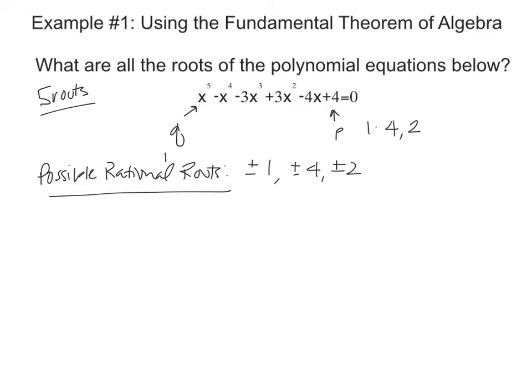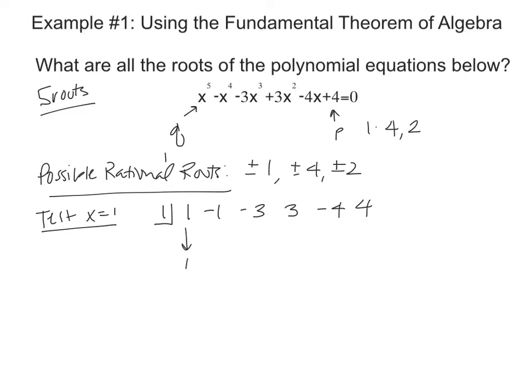All right, so what we're going to do is, just like we've done before, we're going to test positive 1 and see if it fits. So we're going to test x equals 1. Okay, if that works, we can move on from there. So let's take a look. If 1 works, I can put this into synthetic division. So then I write my coefficients. So 5th power is 1, 4th power is negative 1, 3rd power is negative 3, 2nd power is 3, 1st power is negative 4, 0 power is 4.